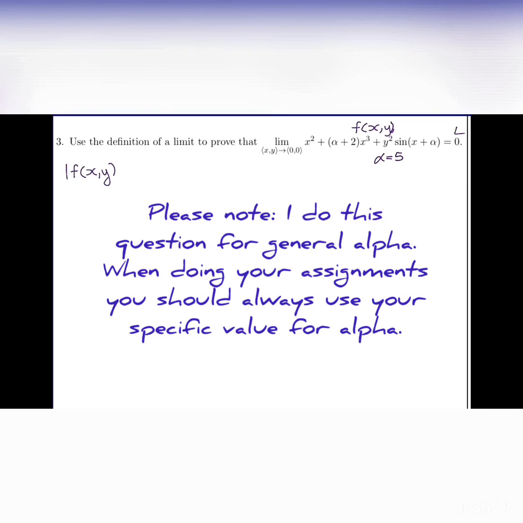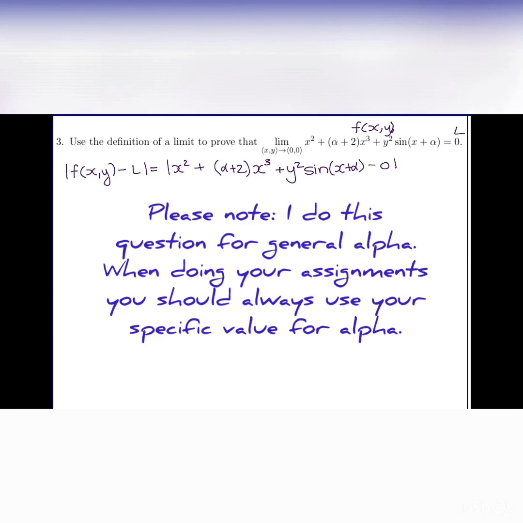So I'm going to start there. And this is equal to x squared plus alpha plus 2. I'm going to leave the alpha. Let's see what happens. Plus y squared sine of x plus alpha. This is in my way. Let me just erase it. Minus 0. And that's my absolute value.